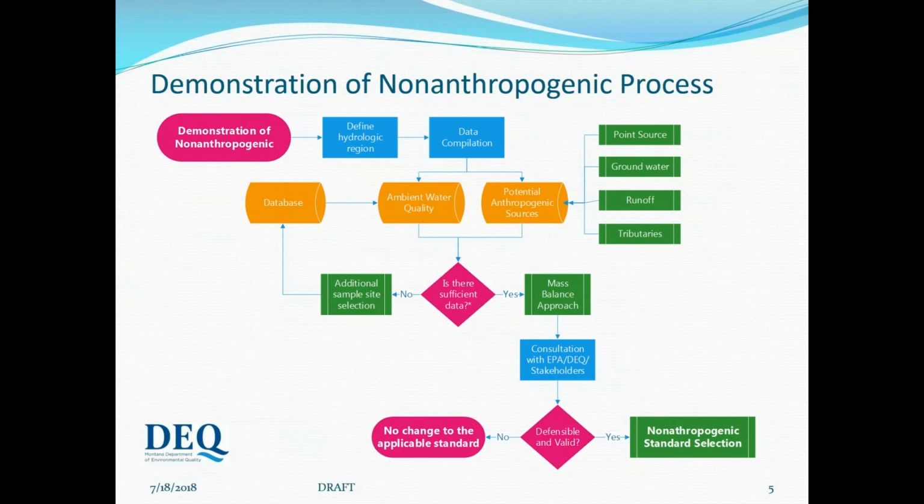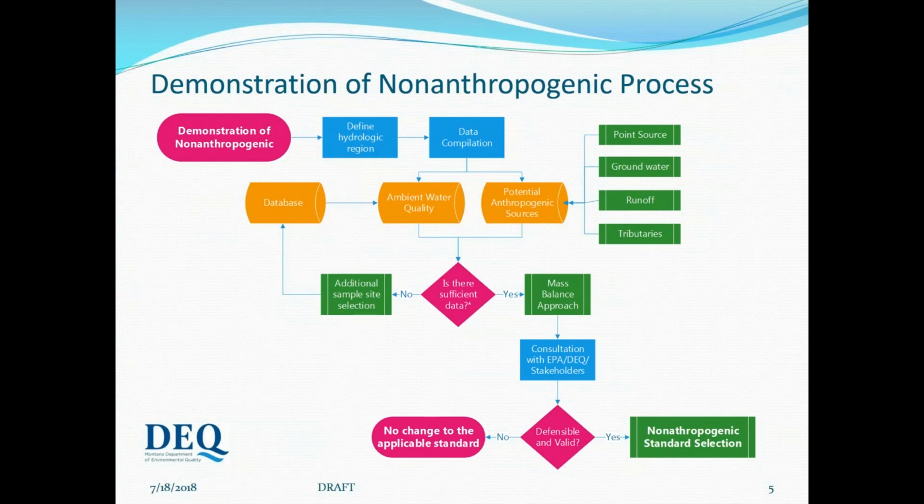So once we have enough data, we move on to the mass balance approach, and once that's completed, we consult with EPA, DEQ, the SB 325 work group, and other stakeholders to get their input on the way we went about doing this demonstration of non-anthropogenic. And then when we're all complete, we ask the question, was this process defensible and valid? And we do believe that it is valid. We do have a valid DAWN, and we can move on to the next step, which is non-anthropogenic standard selection.